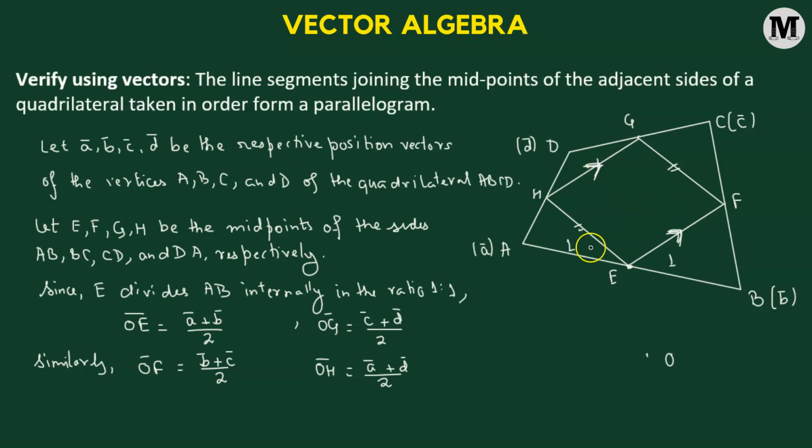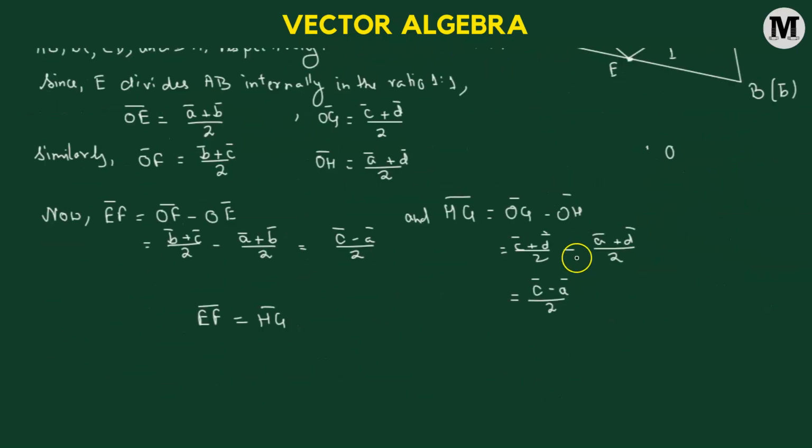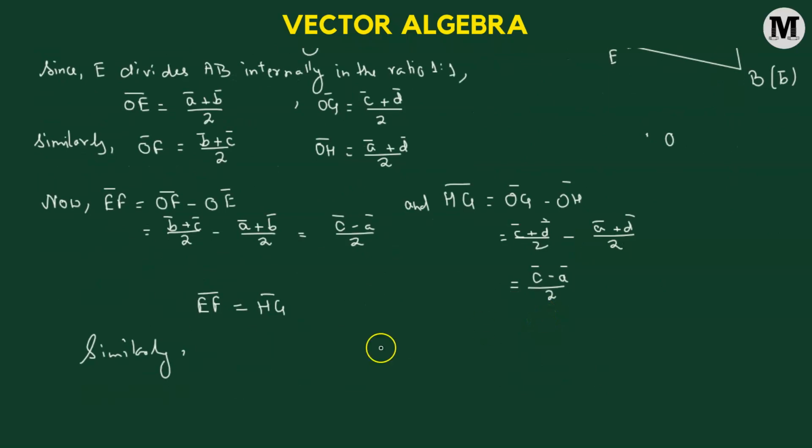Similarly, we can show that if we take, let's say, the HE vector, it will be exactly equal to the GF vector. So let's show that. Similarly, the HE vector will be exactly equal to the vector GF. So from these two conditions, we can now successfully say that EFGH, which is the quadrilateral formed by joining the midpoints of the adjacent sides of the main quadrilateral ABCD, is a parallelogram. Hence proved.